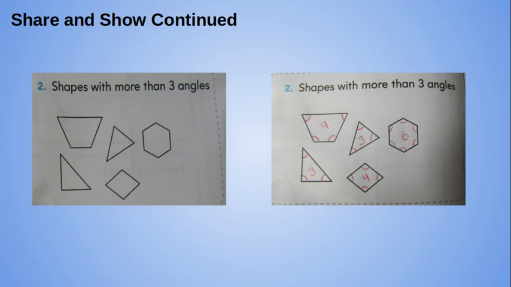Now I know I have to find the shapes that have more than 3 angles, so anything higher than 3. Well, I have a quadrilateral, another quadrilateral, and a hexagon. All of these have more than 3 angles.